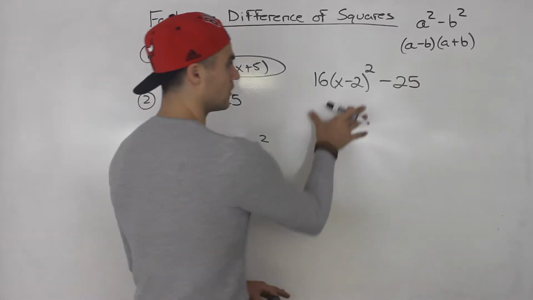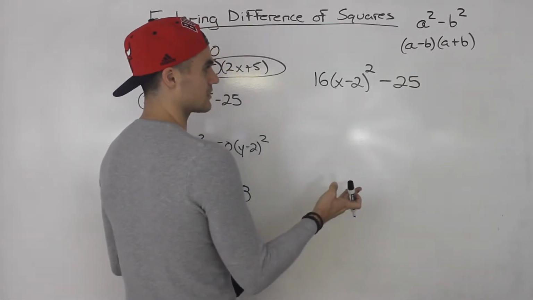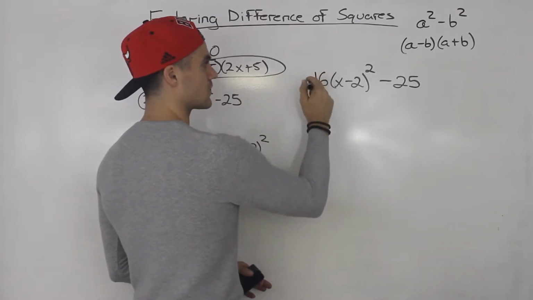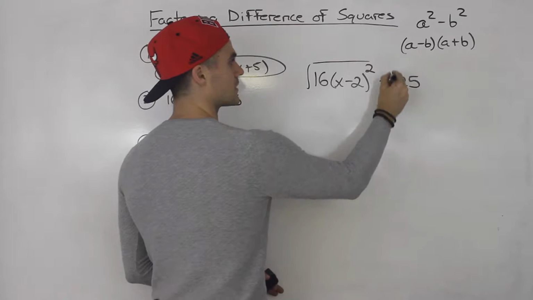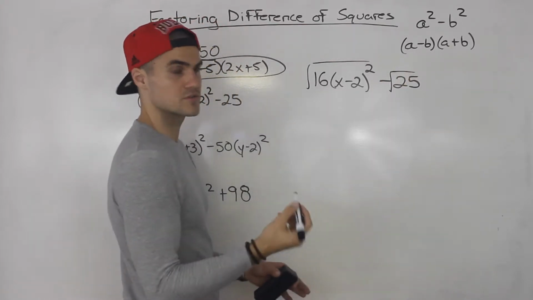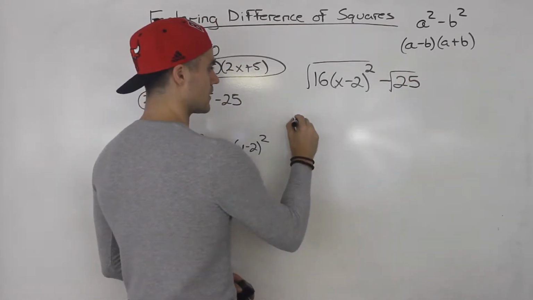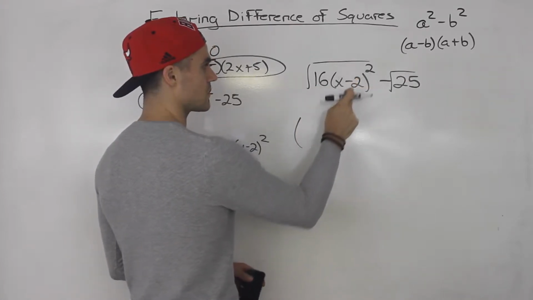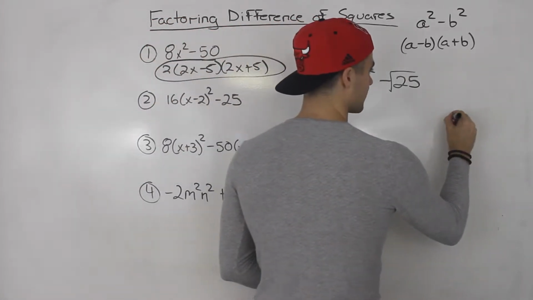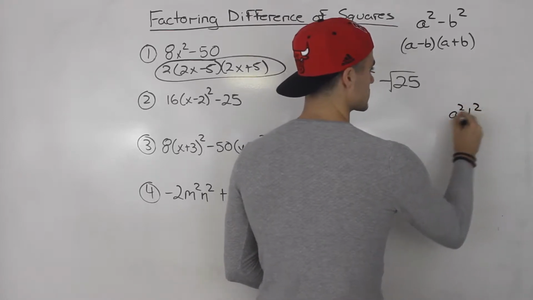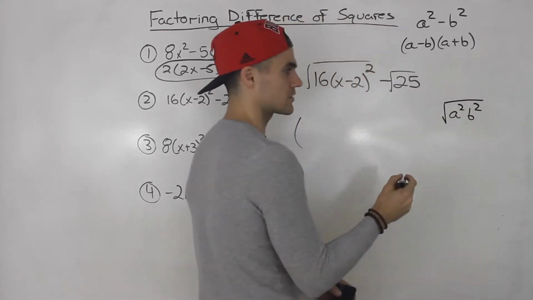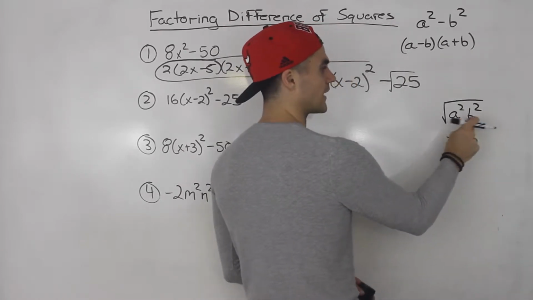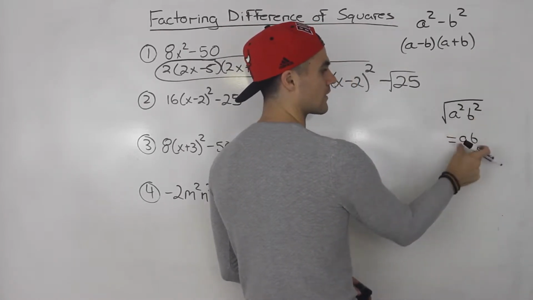Now, if you notice here, this is actually a difference of squares, because we could take the square root of this and we could take the square root of that both smoothly. The square root of 16 bracket x minus 2 squared: if you remember, if you have a squared and b squared and you take the square root of that whole expression, the answer is just ab. You take the square root of that and then the square root of that and then you just multiply those together.